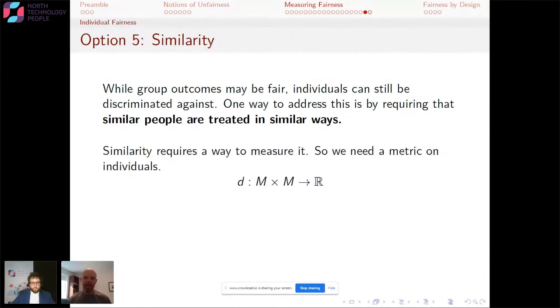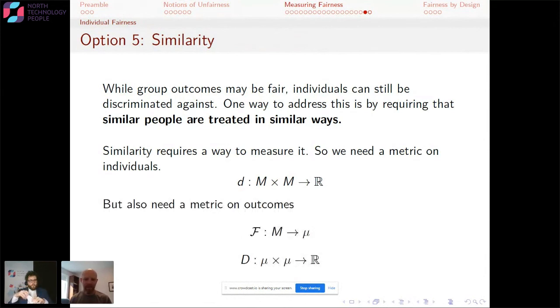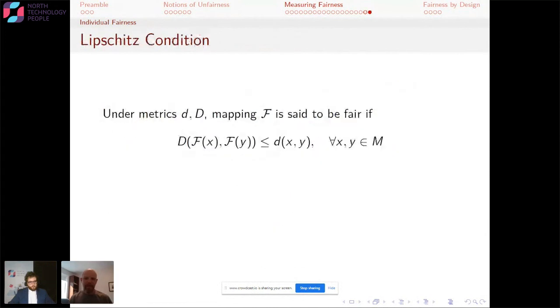One way to address that is by requiring that, of course, similar people are treated in a similar way. And this has been formalized by a group at University of Toronto in the following manner. We have some metric that takes in two students and creates a score of how similar they are. Similarly, we have a metric that takes the output from the model, in this case represented by a distribution over outcomes, 0 and 1, rather than an exact outcome, and again evaluates the distance between those two points as well.